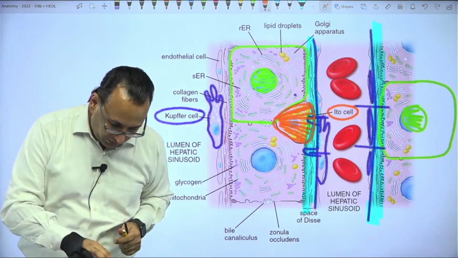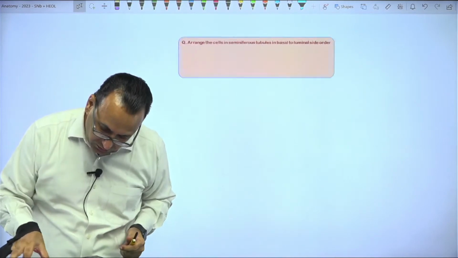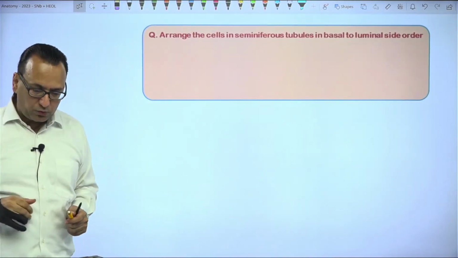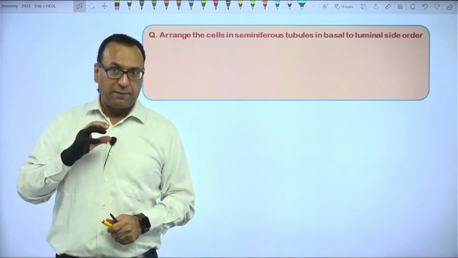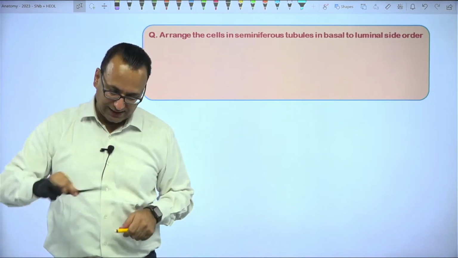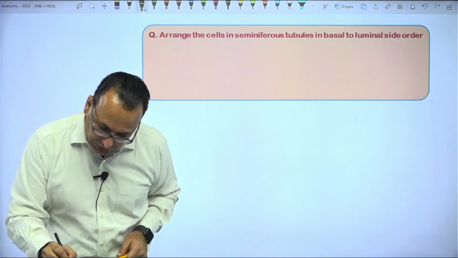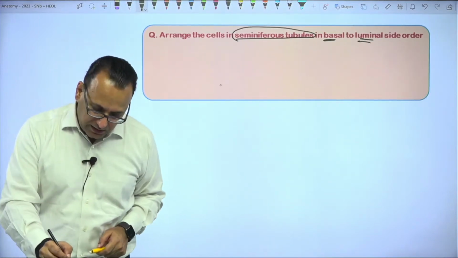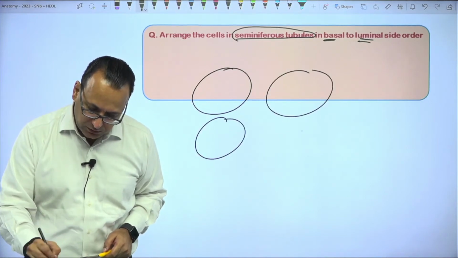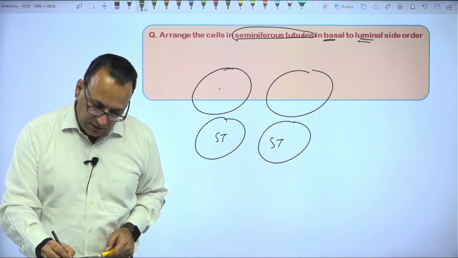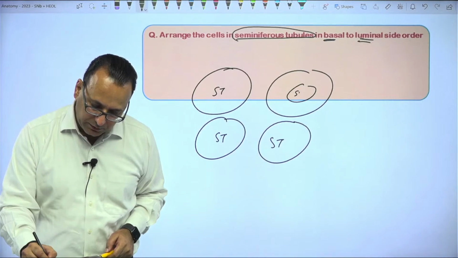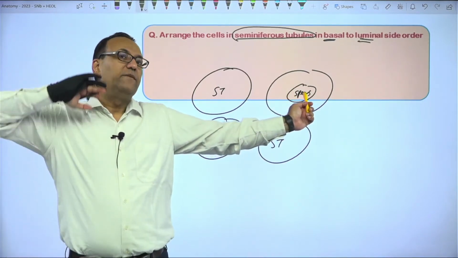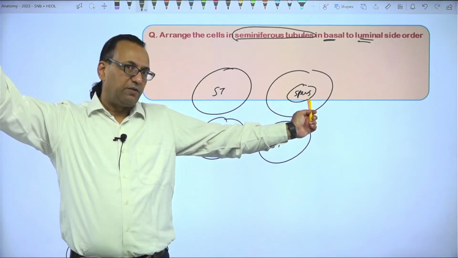Okay, fine. Let us move on to this question. Arrange the cells in seminiferous tubule in basal to luminal side. Seminiferous tubule means testis. Now, if it is the testis, basal to luminal means what? In testis you will have a lot of seminiferous tubules, and in the lumen you will have the sperms. If the lumen has the sperm, then towards the base which cell will be there?